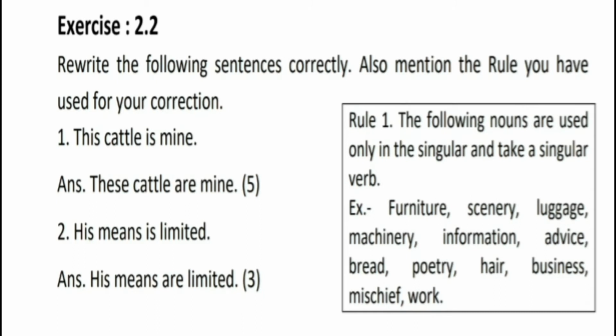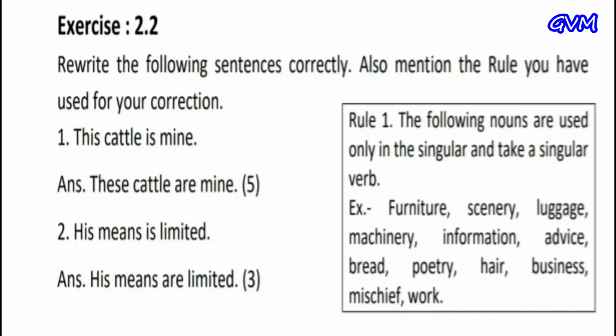First, this cattle is mine, and the correct answer is these cattle are mine. In this statement, we use rule number 5, and rule number 5 says some collective nouns, though singular in form, always take a plural verb. So we use these. Second, his means is limited, and the answer is his means are limited.